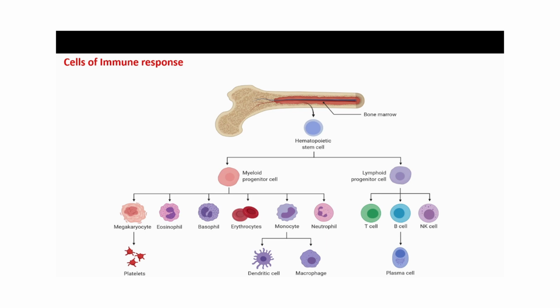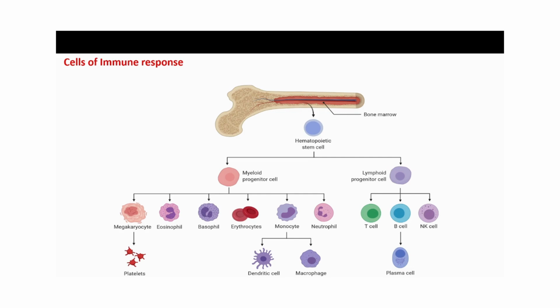this myeloid progenitor cell can differentiate into different subgroups. Number one is megakaryocytes, eosinophils, basophils, erythrocytes, monocytes and neutrophils. These monocytes are phagocytic cells and they can travel in the bloodstream and move to the tissue, where they can differentiate into macrophages as well as dendritic cells.